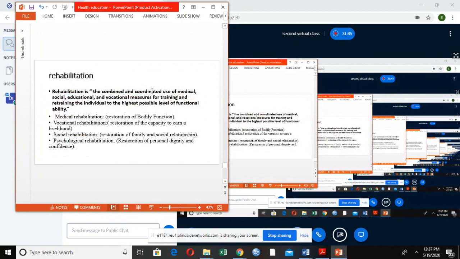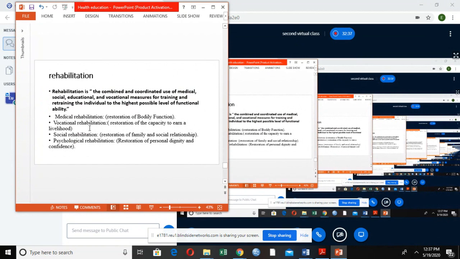Rehabilitation is a combined and coordinated use of medical, social, educational, and vocational measures for training and retraining the individual to the highest possible level of functioning ability. So it includes educational, social, and vocational measures for training and retraining the individual to the highest possible level of functional ability. For example, medical rehabilitation involves restoration of bodily function. You can use an artificial hand here. So that will be medical rehabilitation. Vocational rehabilitation is the restoration of the capacity to earn a livelihood. For example, if you're handicapped, you don't have a leg, you're not able to walk, the doctors come in here to give you an artificial leg.